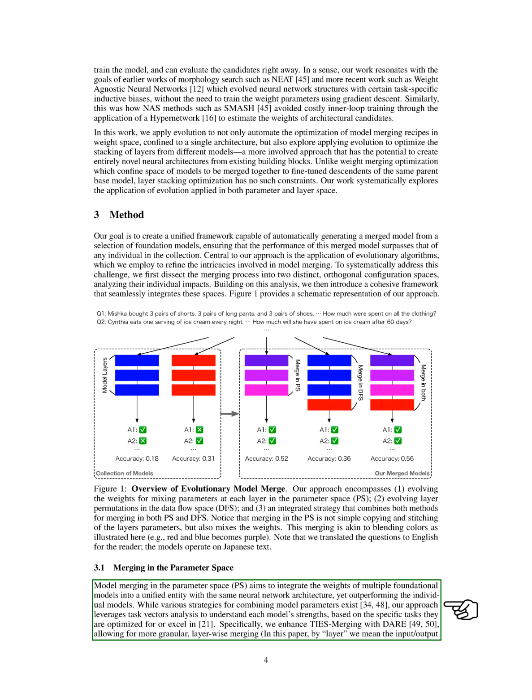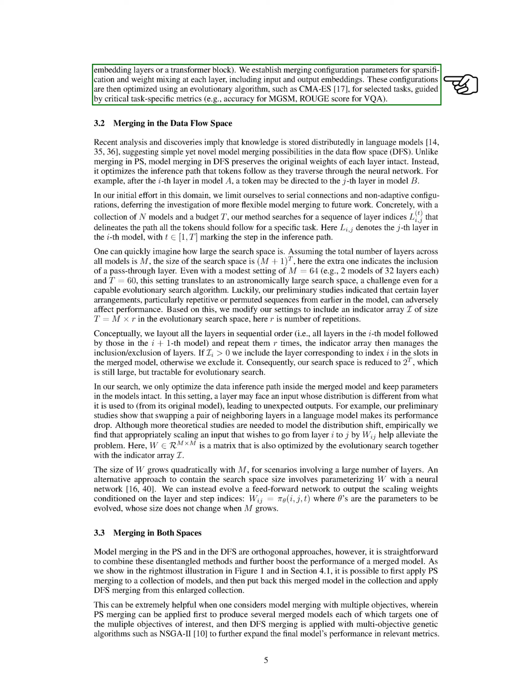When merging models in the parameter space, PS, our goal is to blend the weights of multiple base models into a single entity with the same neural network structure, but with improved performance compared to the individual models. While there are various methods for combining model parameters, we use task vectors analysis to understand the strengths of each model based on the tasks they excel in. We enhance TIES merging with DARE to allow for more detailed merging at the layer level. We define merging configuration parameters for sparsity and weight mixing at each layer, including input and output embeddings. These configurations are optimized using an evolutionary algorithm like CMA-ES for specific tasks, guided by important task-specific metrics such as accuracy for MGSM and Rouge score for VQA.